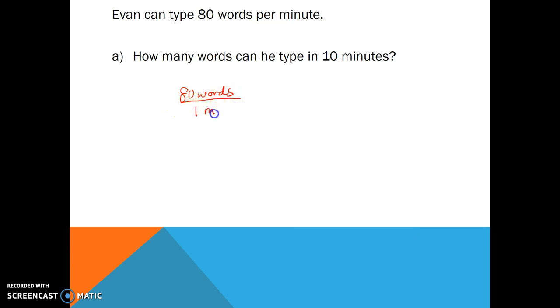per 1 minute. Now this is the first time I think you've been introduced to the fraction bar, meaning per, and that is one of the meanings of the fraction bar. So when we were setting up our proportions last week as fractions, the fraction bar can mean out of and it can mean per. So in a rate like what we have here, it means per. Okay, so 80 words per 1 minute equals some number of words in 10 minutes.